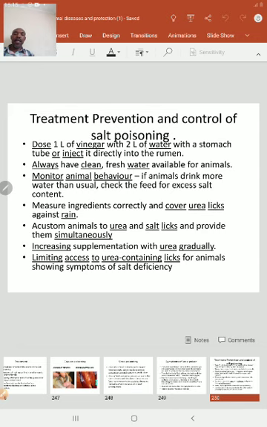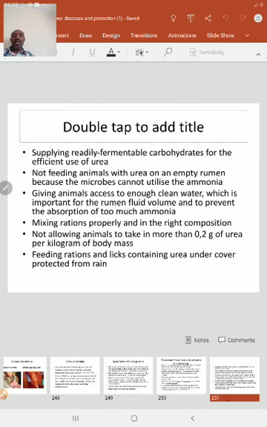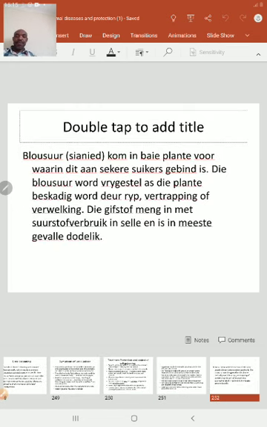You dose vinegar and water with a stomach tube or inject directly into the rumen. Make sure that there's clean fresh water. Monitor your animals regularly. Cover urea licks and mineral licks against rain. Also make sure that when you provide urea and salt licks, you provide them simultaneously. When you increase supplementation of urea, do it gradually. Limit access to urea licks. Okay.